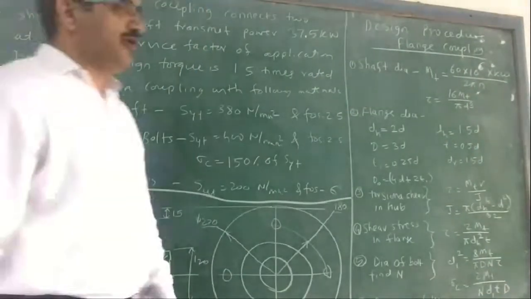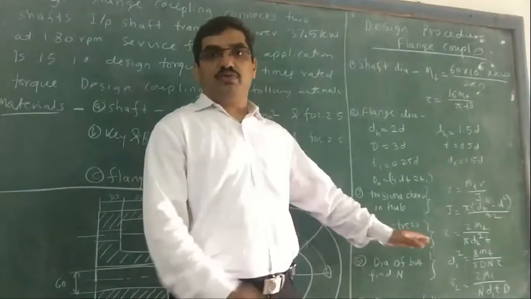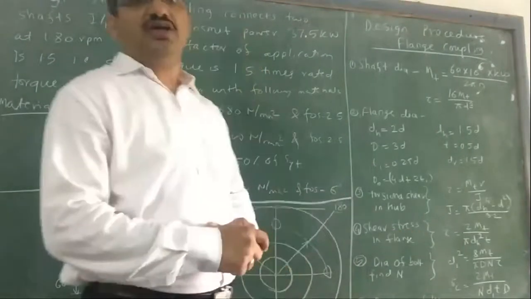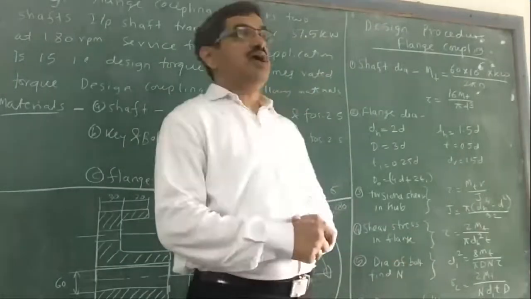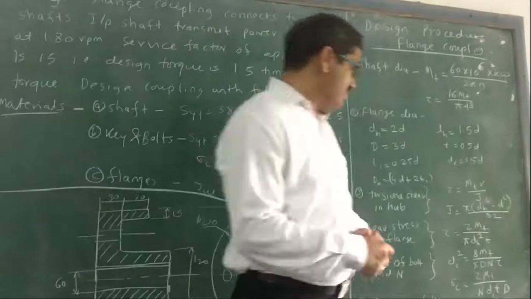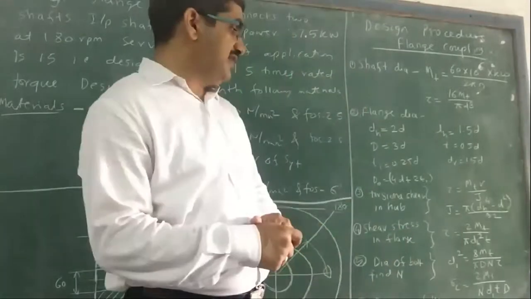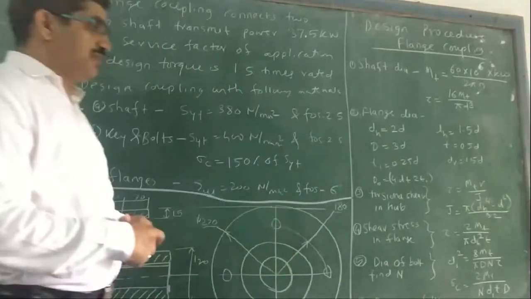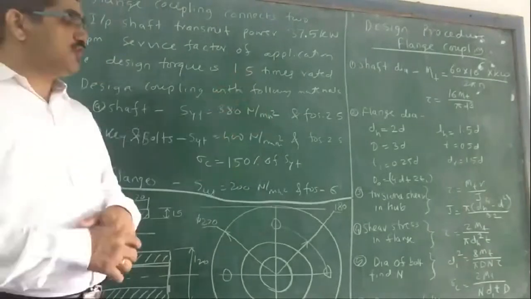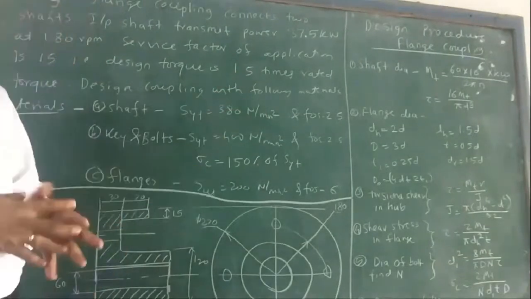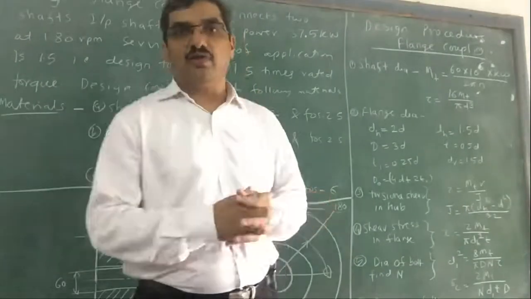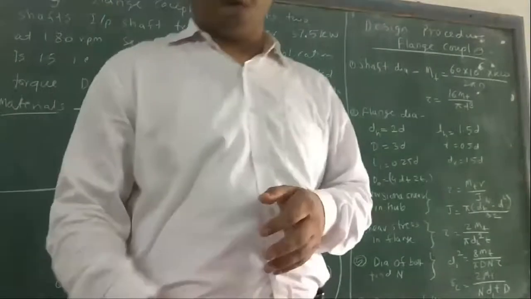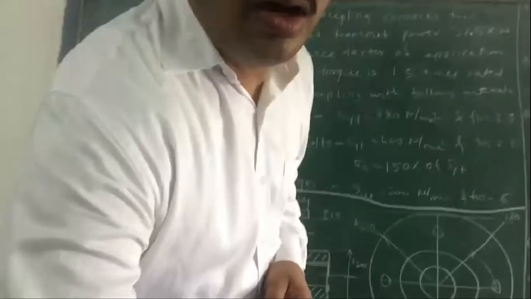This is the calculation of the diameter based on shear strength. Then we'll make sure that the bolt will not fail in crushing. For that we use sigma c is equal to Mt upon N D1 T multiplied by capital D, and we'll make sure it will not fail in crushing. Then we design the keys, like a rectangular or square key, and calculate the length. So this is the procedure for the design of a flange coupling.